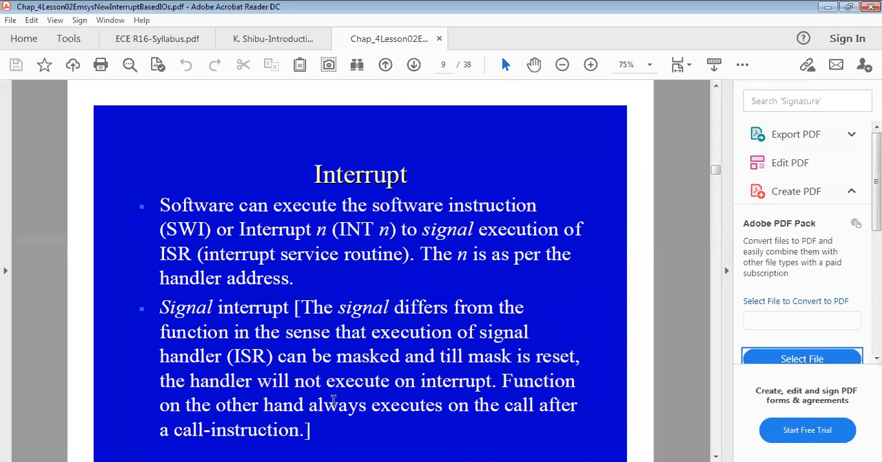See here, software can execute the software instruction or interrupt N to signal execution of the ISR. The N is as per the handler address. Here, signal interrupt, and the signal differs from a function in the sense that execution of a signal handler can be masked until the mask is reset. The handler will not execute on the interrupt.